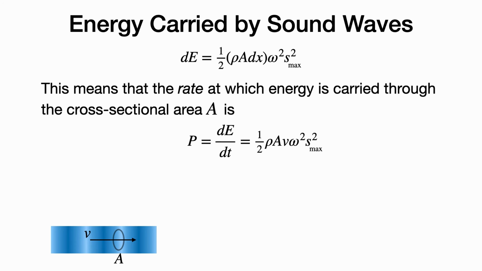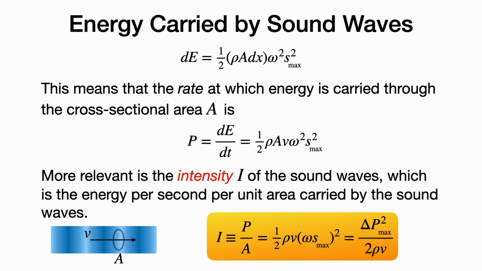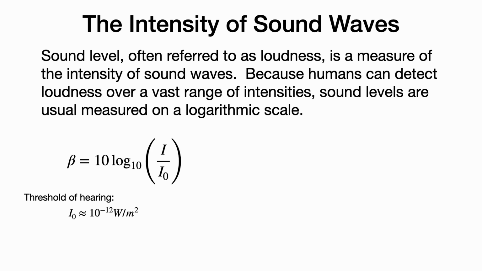Now, this means that the rate at which energy is carried through the cross-sectional area A is given by the power, which is dE/dt. And we see that in our expression, the infinitesimal distance dx has now become the velocity of the wave. More relevant is the intensity I of the sound waves, which is the energy per second per unit area carried by the sound waves. We can also relate this intensity to either the maximum displacement, S, or the maximum pressure, delta P. Sound level, often referred to as loudness, is a measure of the intensity of sound waves.